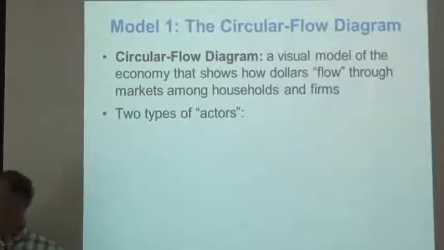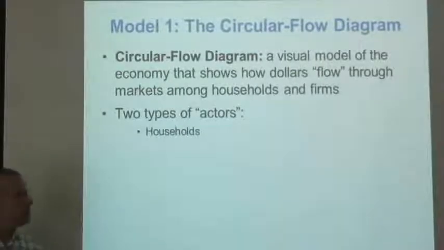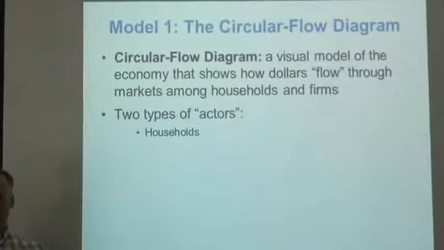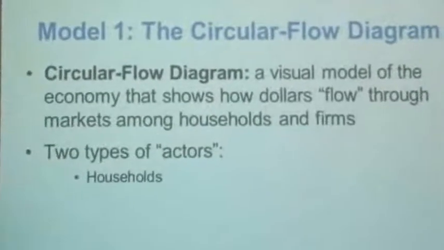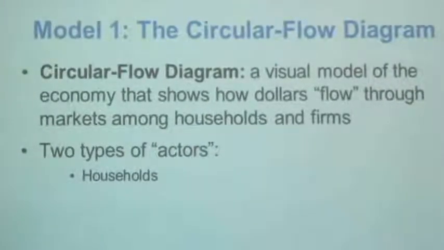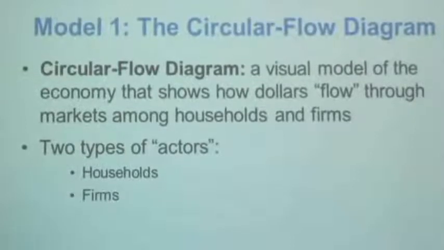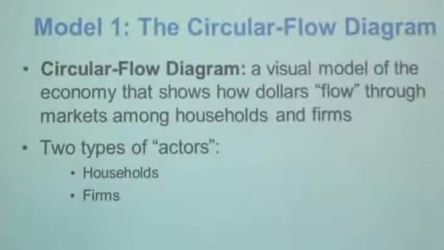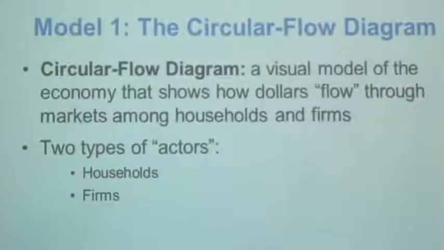Right? So in this model, we have 2 types of actors. The first one is households. These are the people who make decisions on what to buy, what jobs to work at. And on the other side, we're going to have firms. These are the organizations that produce goods and services. So we've got people who consume goods and services, the households, people who produce goods and services, and we'll talk about how things flow back and forth between the two.